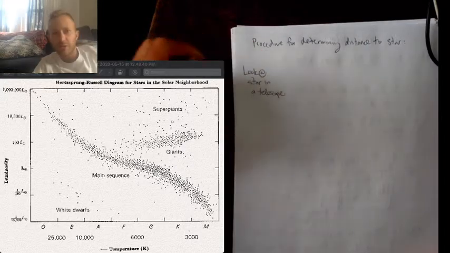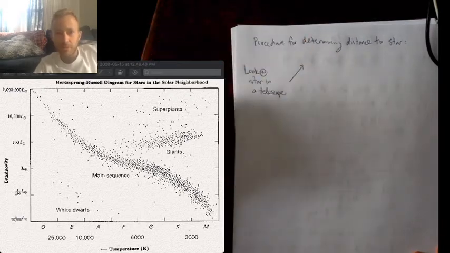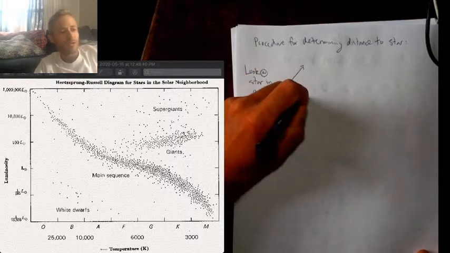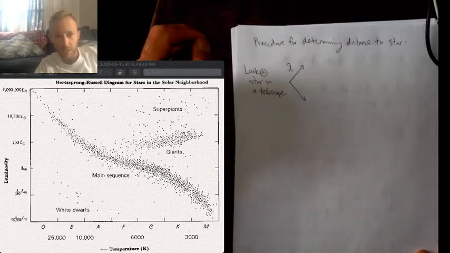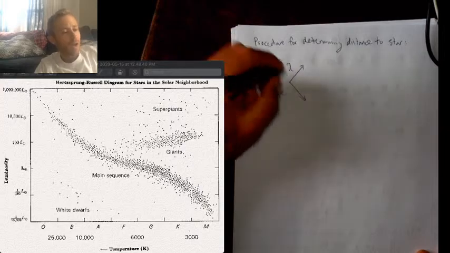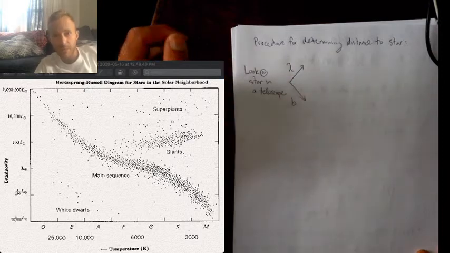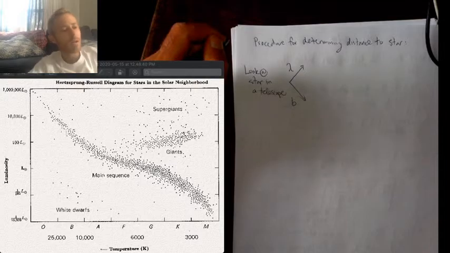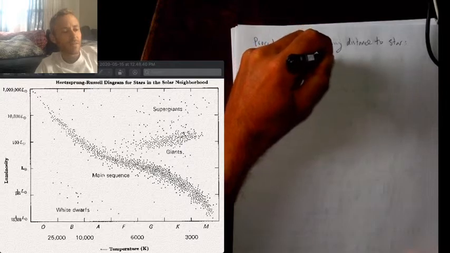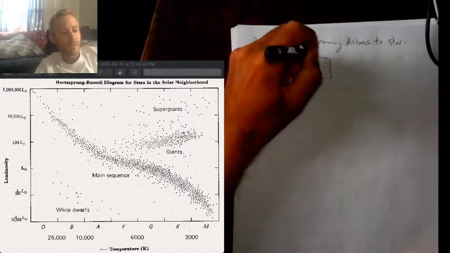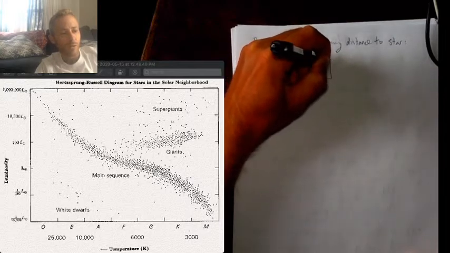We look at the star in a telescope. And looking at the star in a telescope is going to tell us two things. It's going to tell us the color of the star, which is equivalent to the wavelength of light that it emits. And then it is going to tell us the apparent brightness as well. With lambda, we can calculate the temperature, which is 2.9 times 10 to the minus 3 over the wavelength.